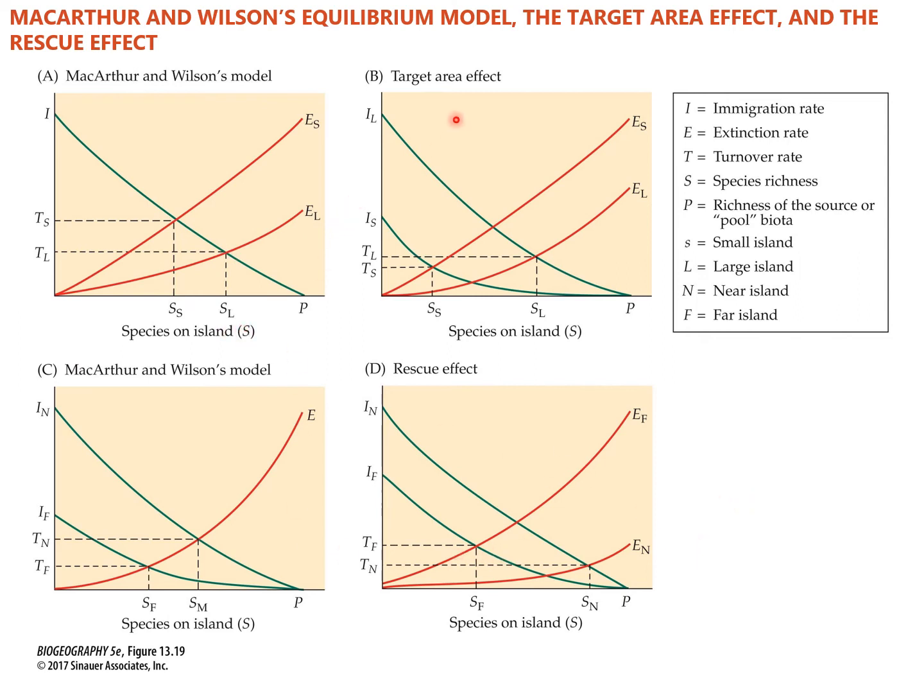And you have these varying effects called the target effect, which is really affecting the immigration rates. So you have a larger island, you're going to have higher immigration rates. And the rescue effect, which is about the isolation. So if you have a far away island, you're not going to get rescued as much if you're a species that's going extinct. And if you're closer, then you're more likely to get rescued. That's really the modification that's going on here. So it's just shifting these equilibrium points based off of different immigration rates or different extinction rates.